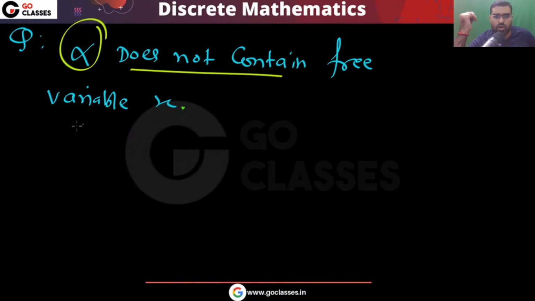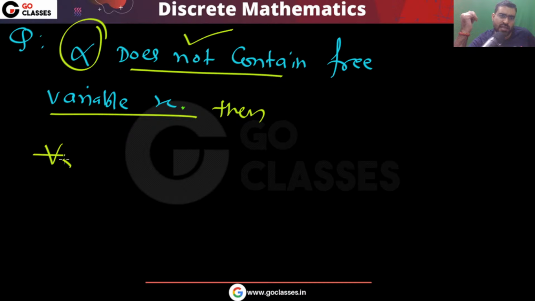You tell me a simple question. Let's assume there is some alpha, and alpha does not contain free variable x. In this alpha, you don't have any free variable x. Then what is for all x alpha? And what is there exists x alpha?